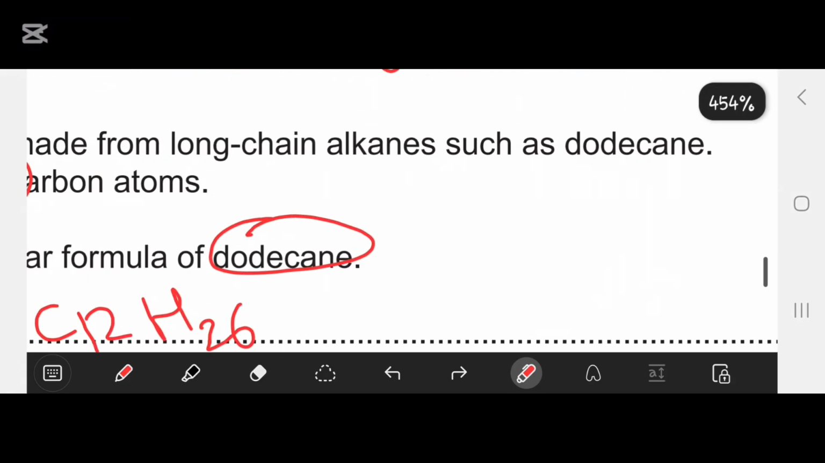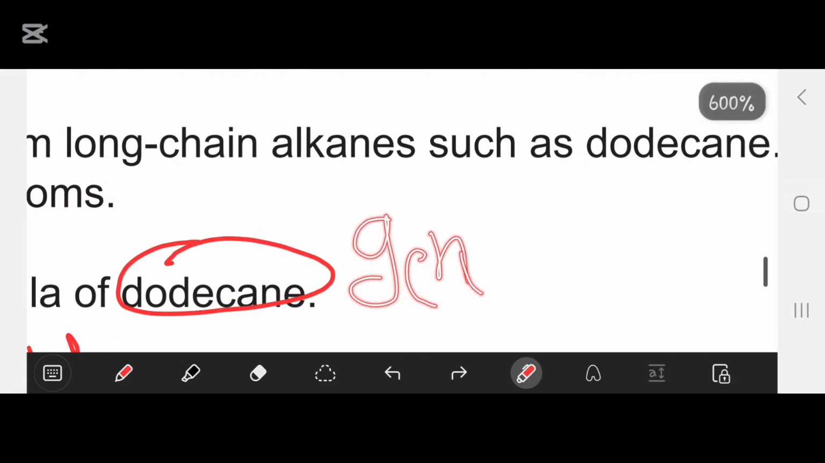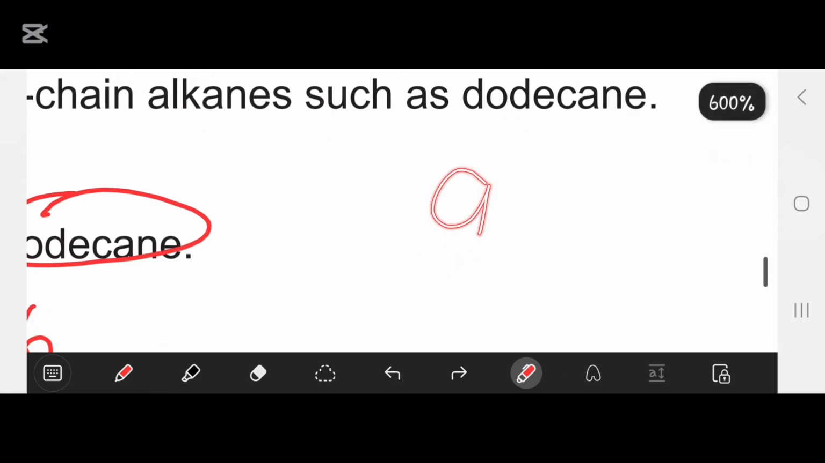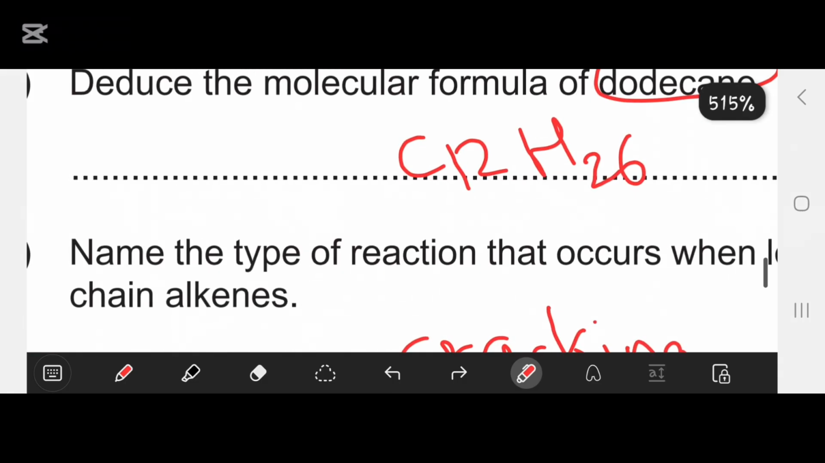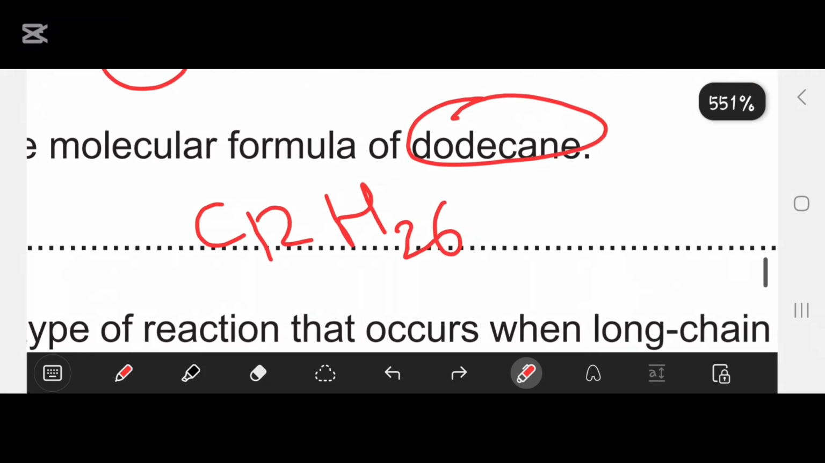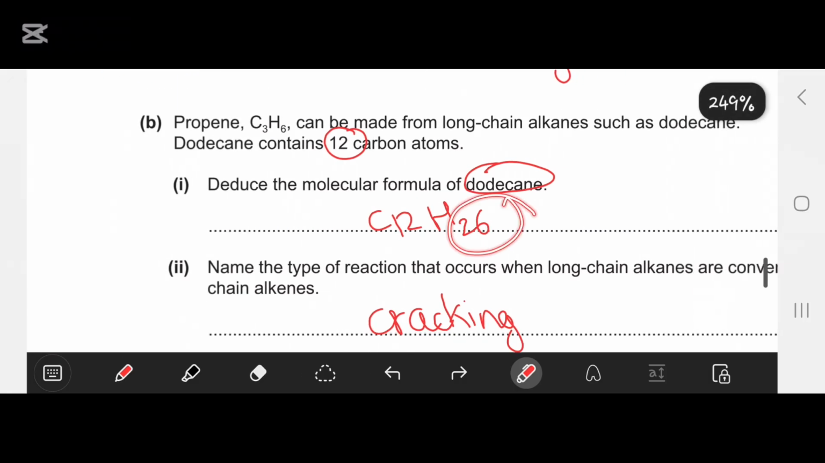How do we deduce the formula? What is the general formula of all alkanes? It is CnH2n+2. So you get the picture. 12 multiplied by 2 will be 24, plus 2. So we got 26.